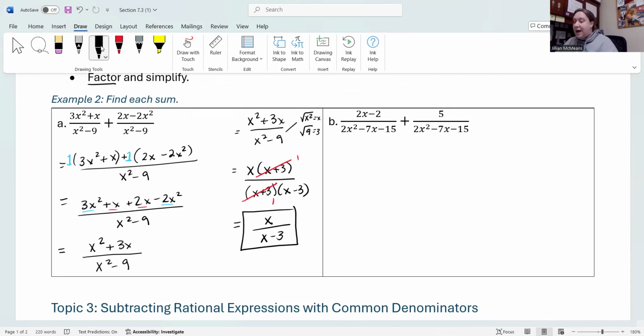Next up, let's look at part B. So for part B, we do have common denominators. The common denominator is 2x squared minus 7x minus 15.